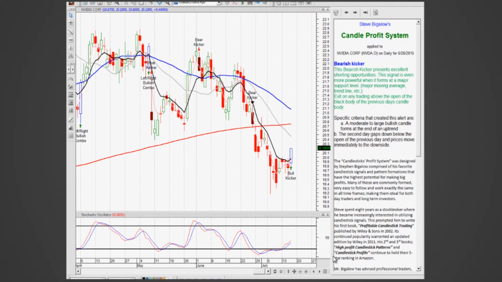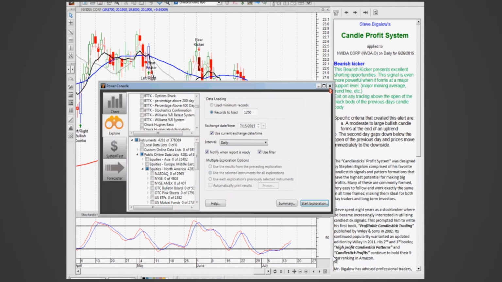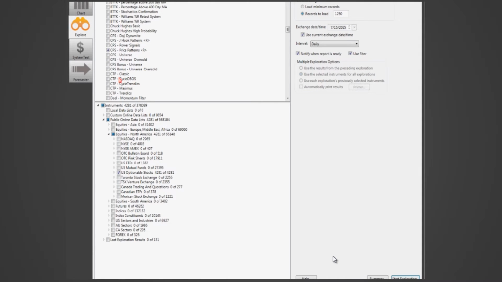So what I'm going to do is go ahead and click on our Power Console right here. I actually opened it up on another screen. Okay, so I'm going to bring it over here. And what we've got here is basically different scans that you can run. So this is the CPS Doji Dynamite. This will find, and if you hover over it, you'll notice I'm just reading it off of the chart.